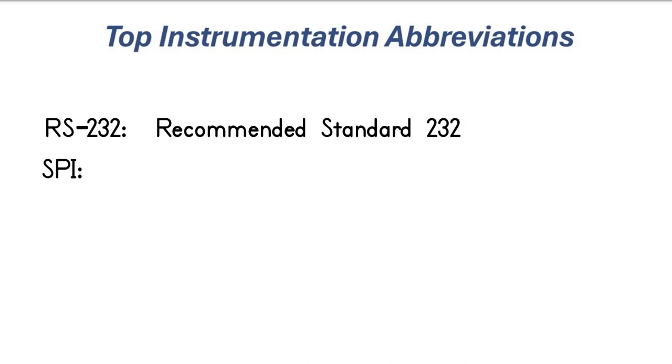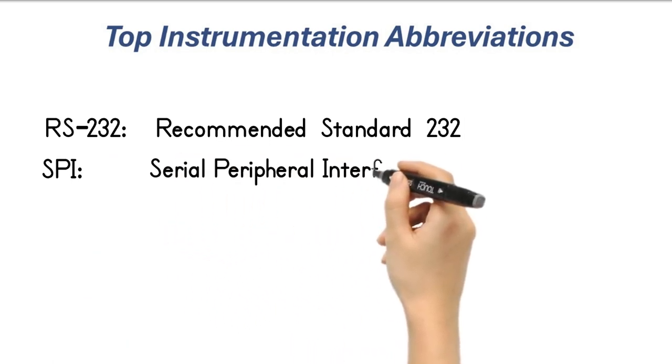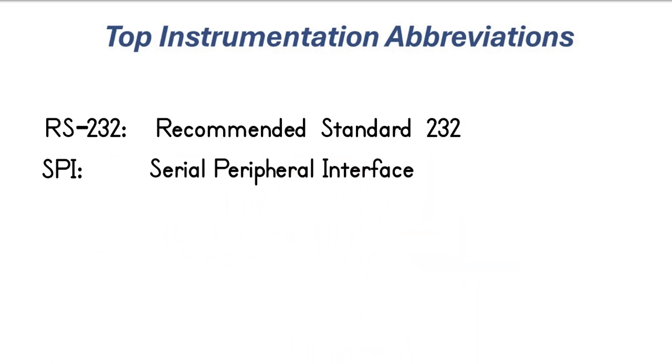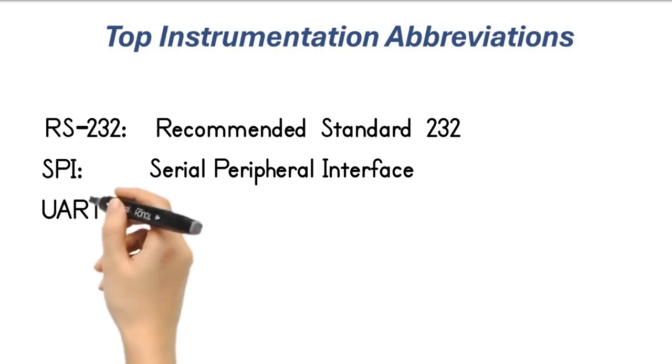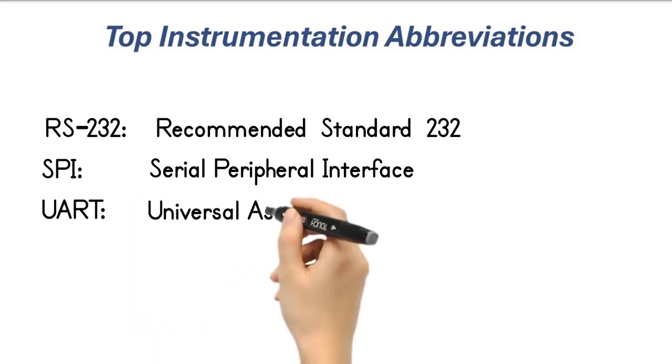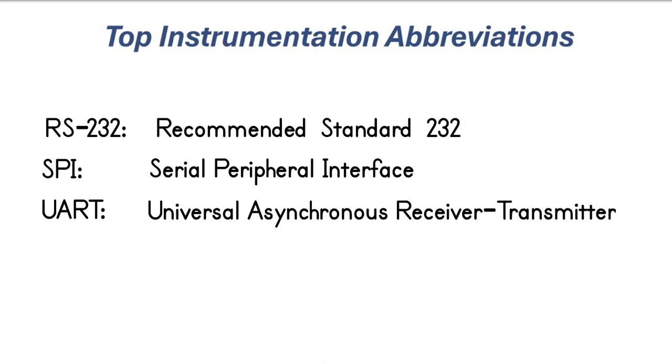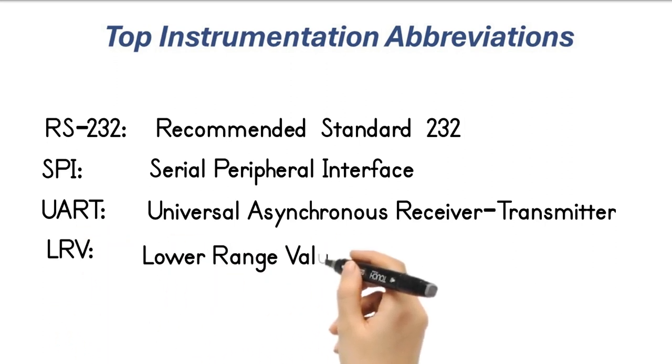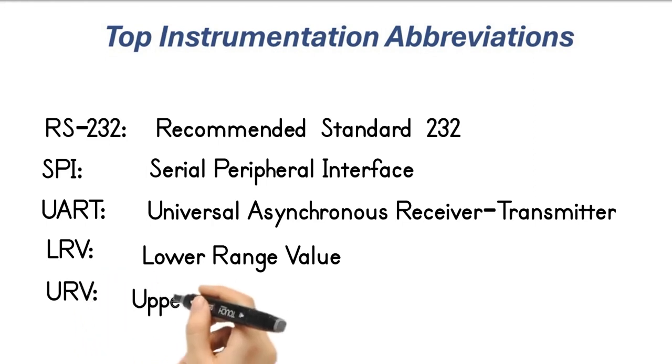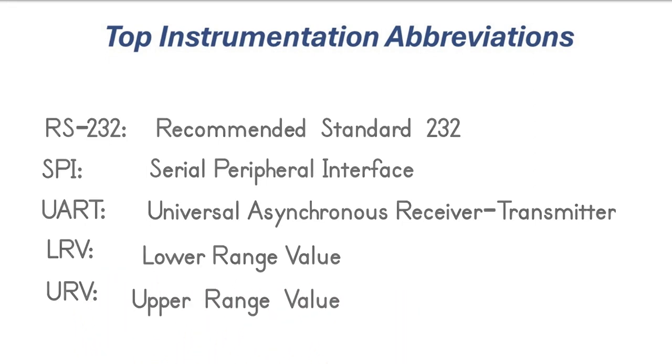SPI. SPI stands for Serial Peripheral Interface, a synchronous serial communication interface used for short-distance communication, primarily in embedded systems. UART. UART stands for Universal Asynchronous Receiver Transmitter, a hardware device used for asynchronous serial communication. LRV. LRV stands for Lower Range Value. URV. URV stands for Upper Range Value.